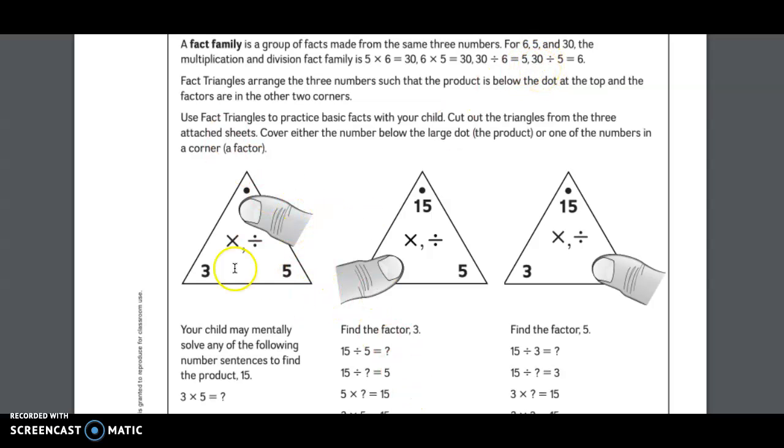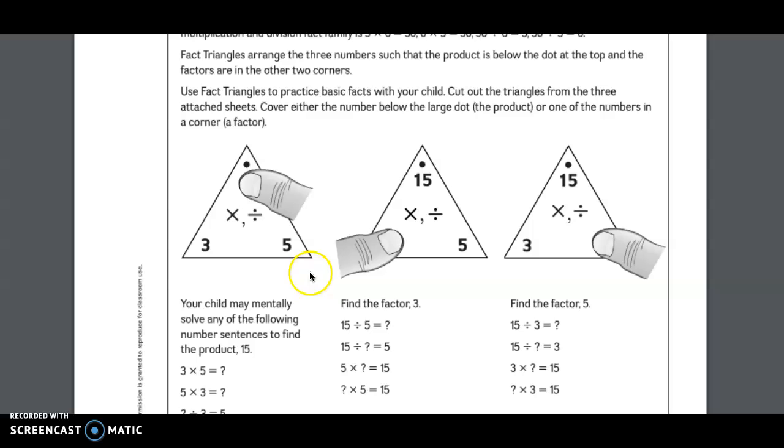So right here, you see we have 3, 5, and 15 on our fact triangle. You can cover up any of these numbers and you should be able to know what that missing number is. So if I cover up the big top number, I know it's 3 times 5. Well, what is 3 times 5? Count by 5. How many times? 3 times, right? 5, 10, 15. Is that the answer on the top? You betcha. If I take 15 and I break it up into 5 groups, I have 3 in each.